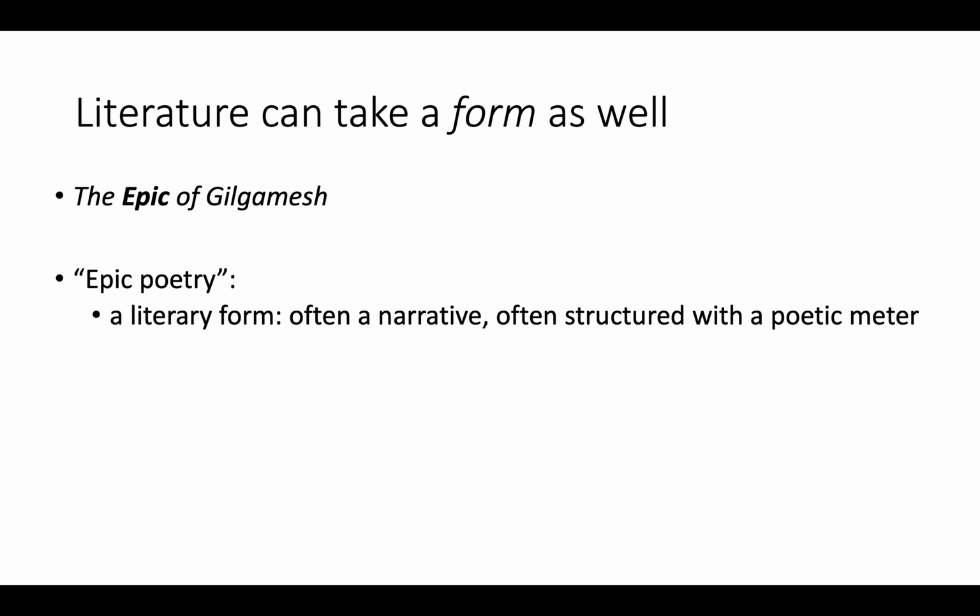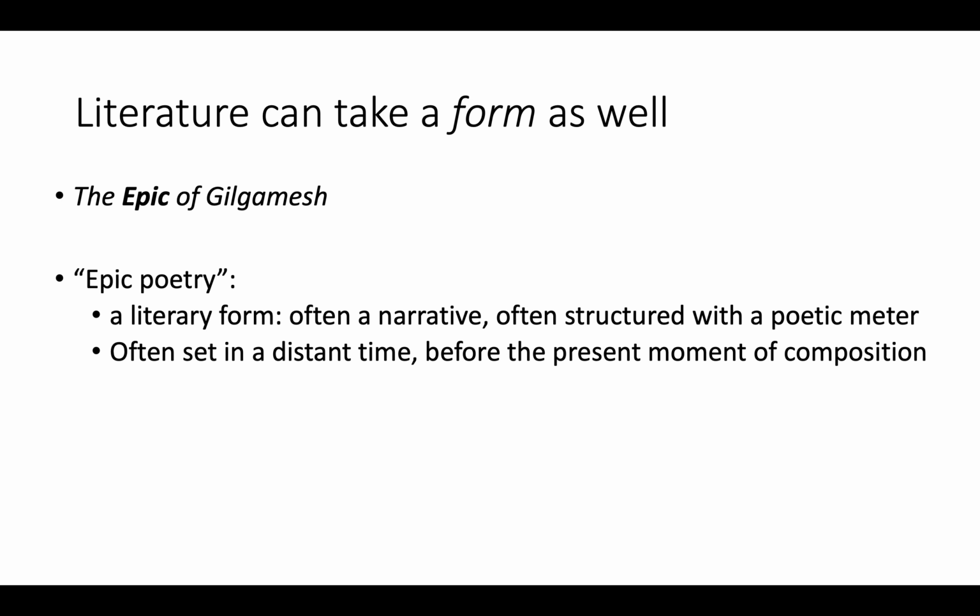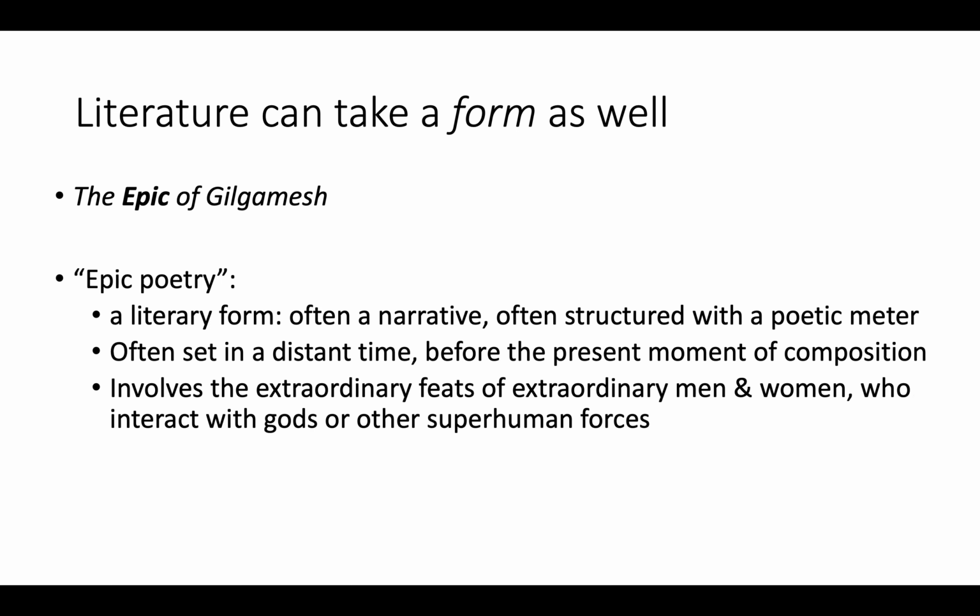That's because it usually was sung in the past. So it had some sort of rhythm to it because it was performed. It was sung by a singer. Epic poetry is often set in a distant time, in the past, before the present moment of composition. So that's important. We're looking backward towards a usually grander, more glorious past that was better than the present moment. Epic usually involves extraordinary feats of extraordinary men and women who interact with gods and or other superhuman forces. So just like the past was better than our present moment, the people back then were more extraordinary, better, more amazing, more exemplary, all this sort of thing.